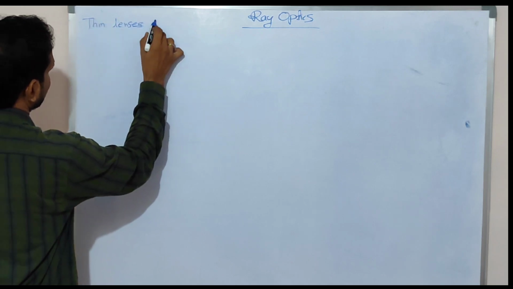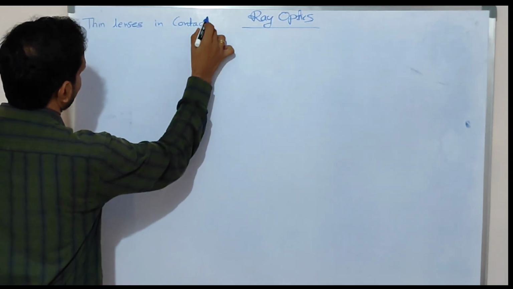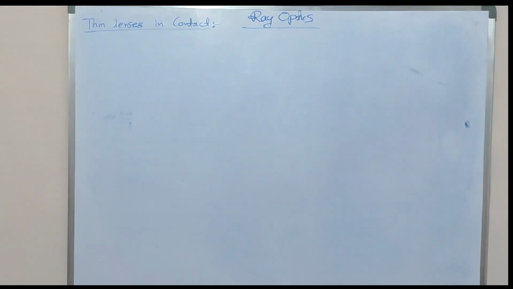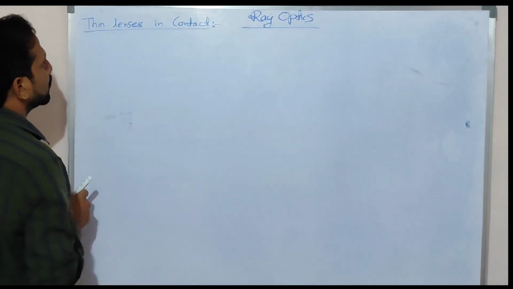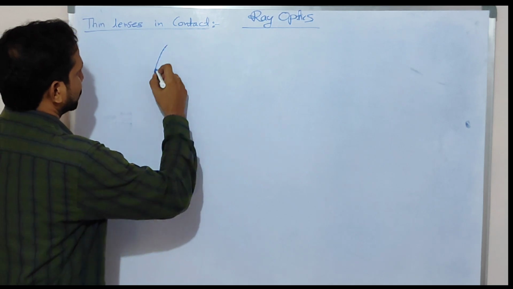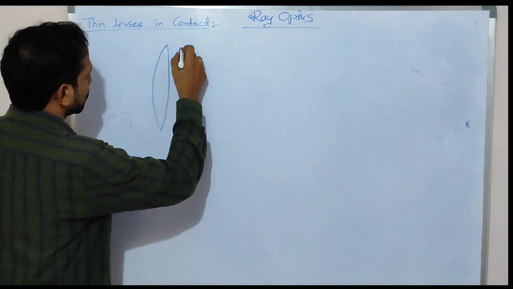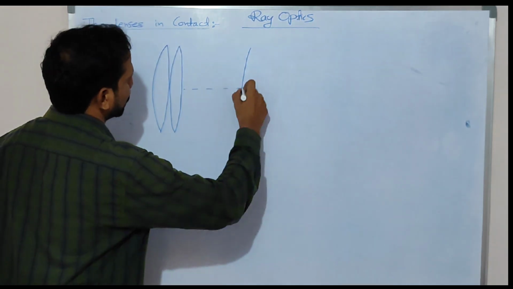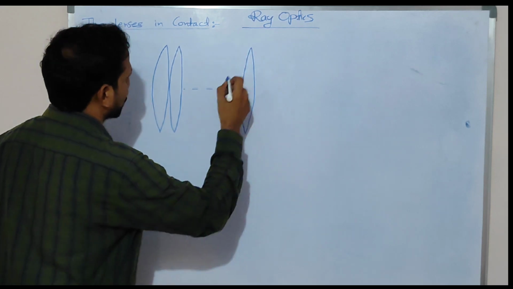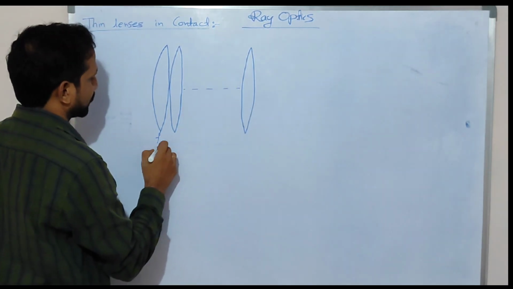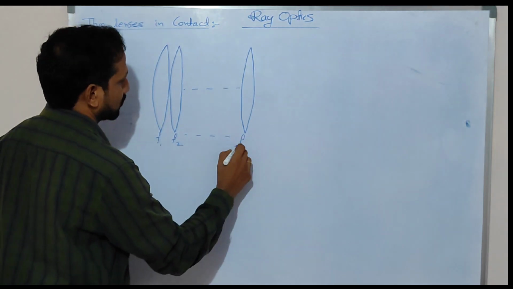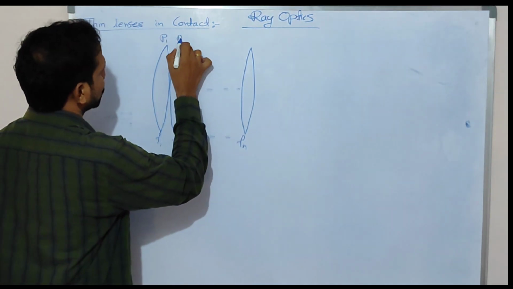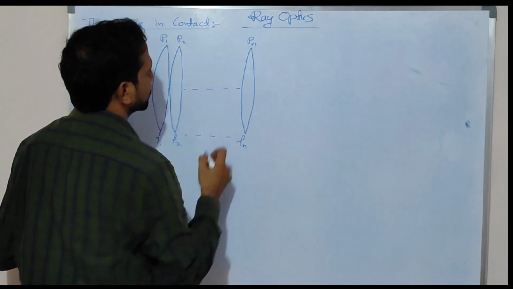Thin lenses in contact means there will be some number of lenses in contact. This may be lens 1 and lens 2 and so on. There may be n lenses. The focal length of the first one is f1, the second is f2, and so on, the nth lens is fn, and the power of the first one is P1, the second is P2, and so on, the power of the nth is Pn.